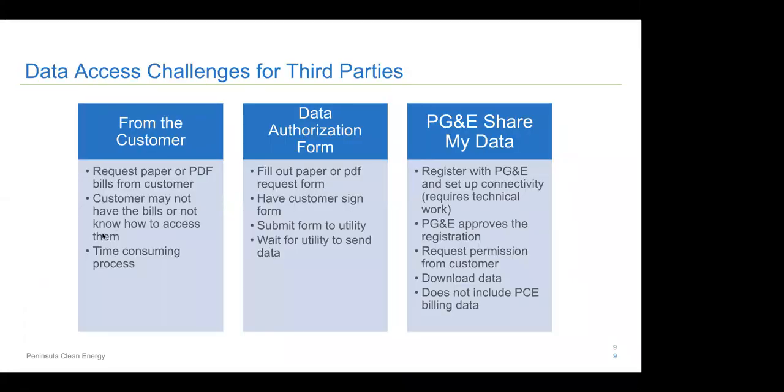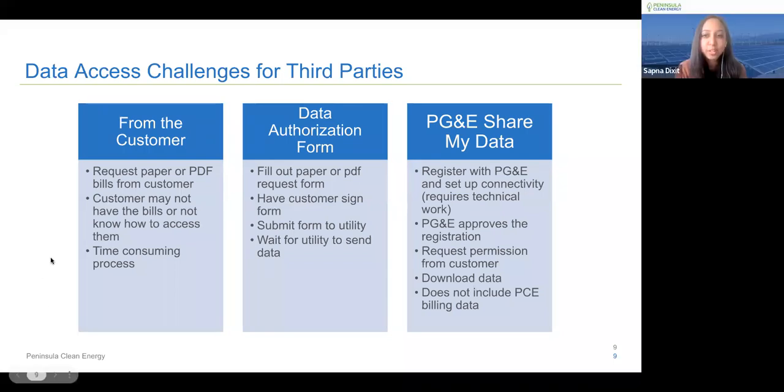So here, we wanted to give an overview of the challenges that we know in terms of getting utility data access for your customers. There are different ways you can currently get that data. You can get it directly from the customer themselves, so basically ask them for a paper bill or a PDF bill, which is a little bit challenging because they may not have the bills handy. They may not know how to get access to them. So it's a time-consuming process.